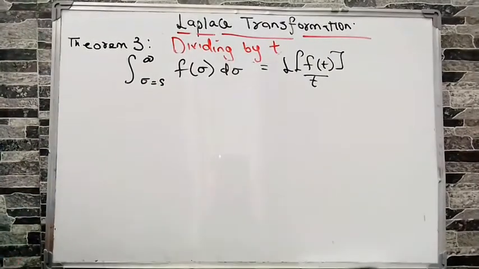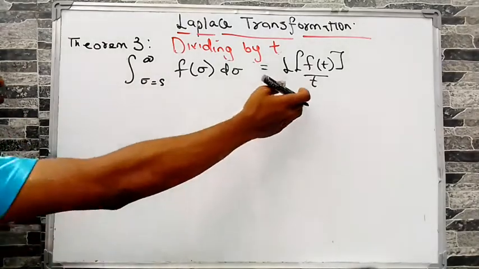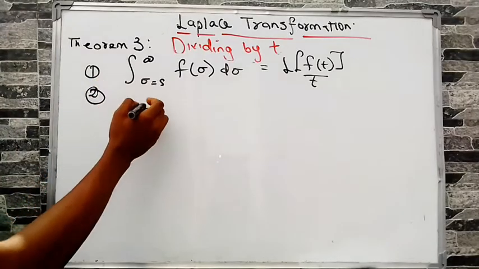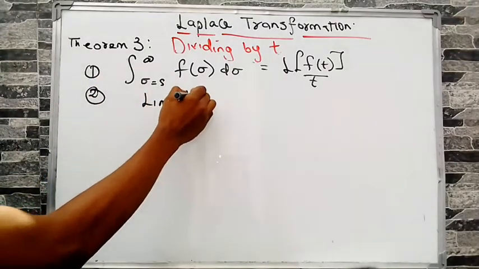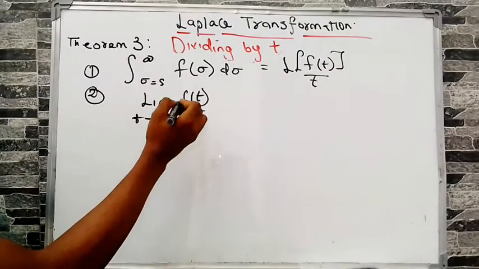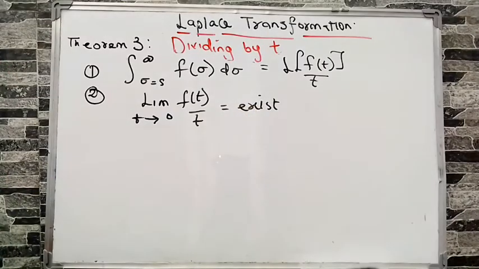Now you might not understand what I'm trying to say exactly, but I'm sure you will understand when we take an example. So that is not the only condition for this theorem 3. Theorem 3 will be valid provided that the limit of a function of t divided by t when t tends to 0 exists. So this is another condition for our third theorem of Laplace transformation.